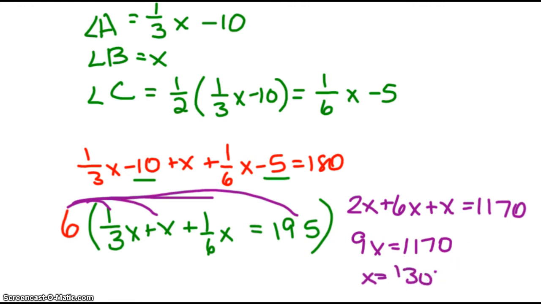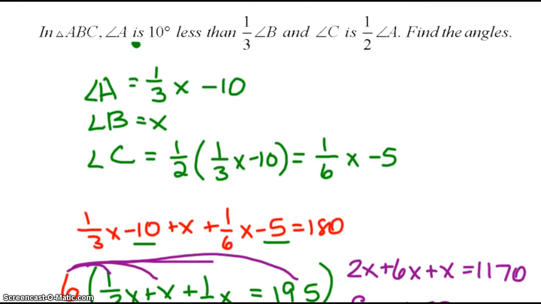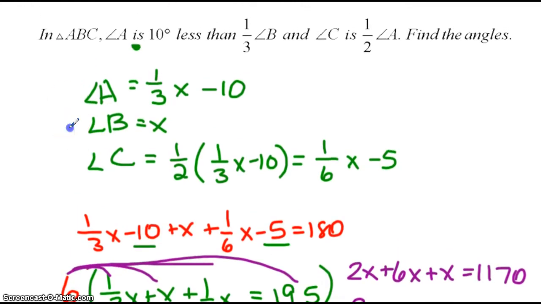Okay, well, we know x is 130. Let's go back up to our expressions. So x is 130, that's my angle B. If I substitute 130 in for x in angle A, I'm going to get 130 divided by 3 minus 10. And you're going to see that 130 divided by 3 does not go in evenly. We end up with a decimal. So on my calculator, I do 130 divided by 3, and then subtract 10, so I get 33.3 repeating.